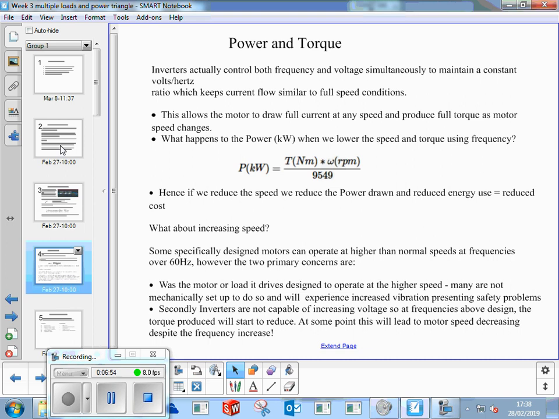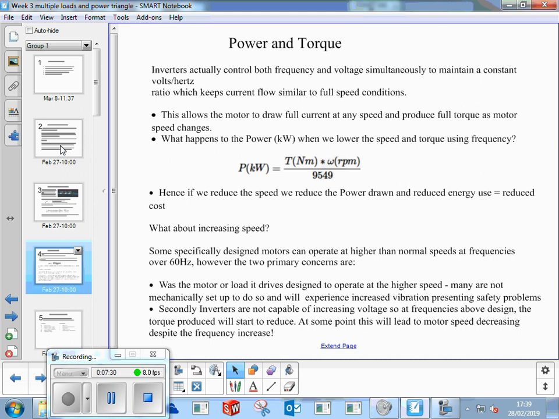Power and torque. The inverters actually control both the frequency and the voltage simultaneously. So you get a constant voltage against frequency ratio, which keeps the current flow similar to full speed conditions. So by varying the voltage as well as the frequency, you work with a constant current. This allows the motor to draw full current at any speed and produce full torque as motor speed changes.